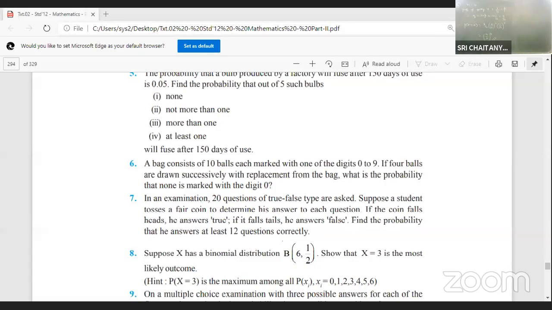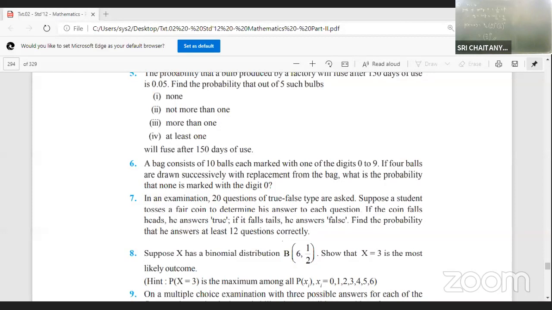Copy that seventh problem. In an examination, 20 questions of true-false type are asked. Suppose a student tosses a coin to determine his answer to each question. If the coin falls heads, he answers true. If it falls tails, he answers false. Find the probability that he answers at least 12 questions correctly.